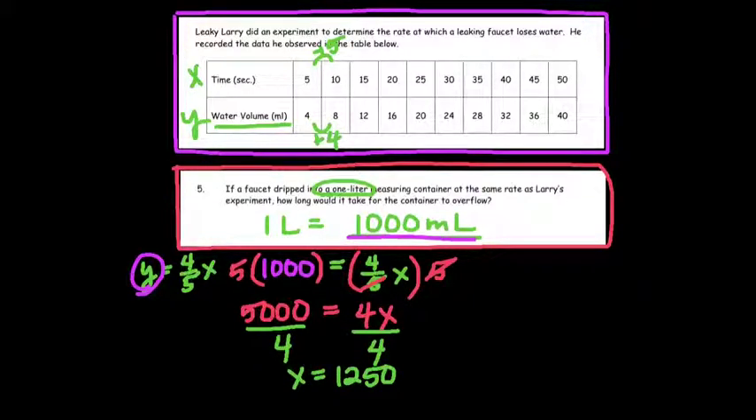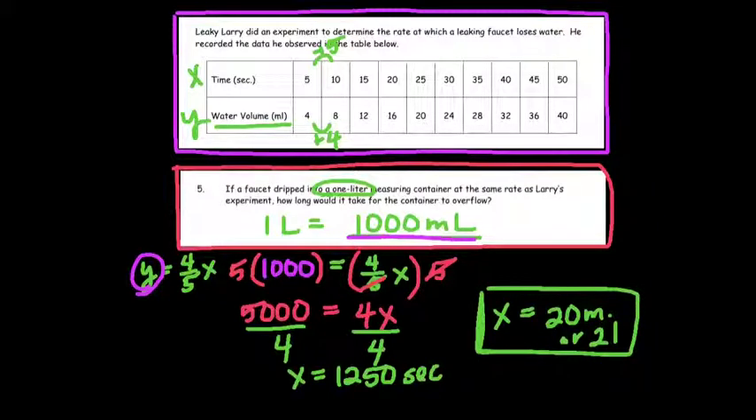Now remember, this is in seconds because that's what my time was measured in. To understand it, I would need to convert it back to minutes. In order to convert it into minutes, I would just divide by 60, since there are 60 seconds in 1 minute. That would give me approximately 20.8 minutes, something like that. So close to 20 or 21 minutes, about, before it would overflow.